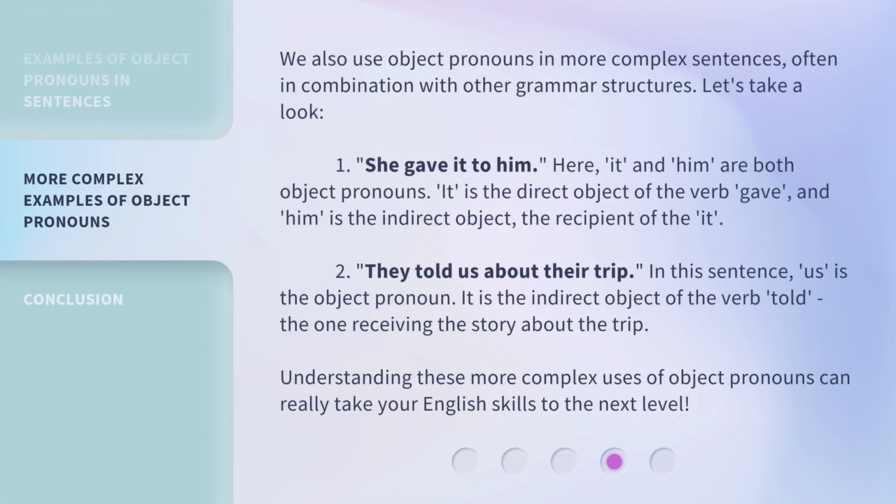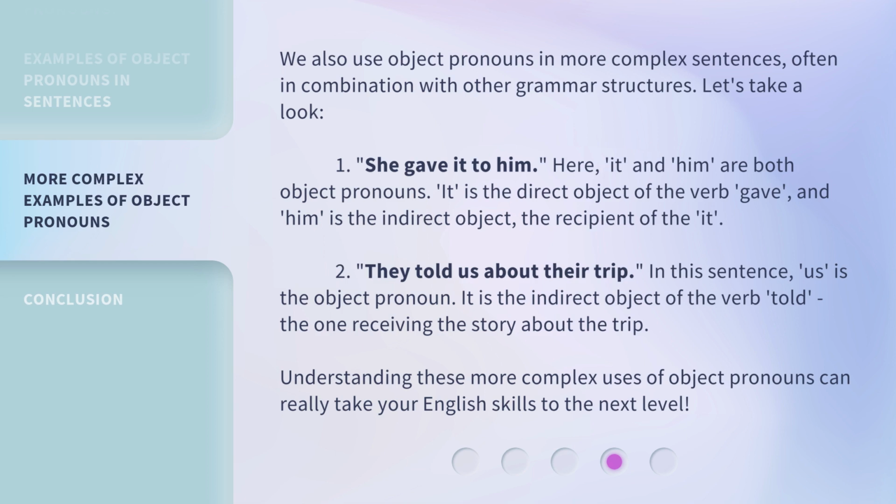We also use object pronouns in more complex sentences, often in combination with other grammar structures. Let's take a look. 1. She gave it to him. Here, it and him are both object pronouns. It is the direct object of the verb gave, and him is the indirect object, the recipient of the it.